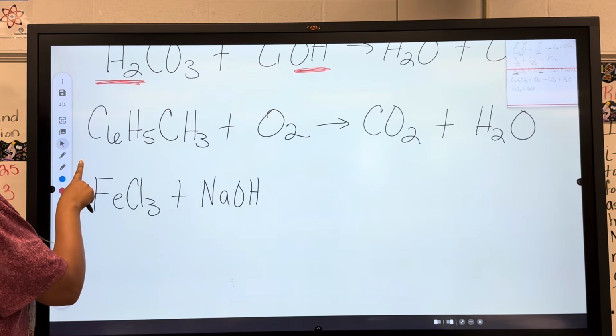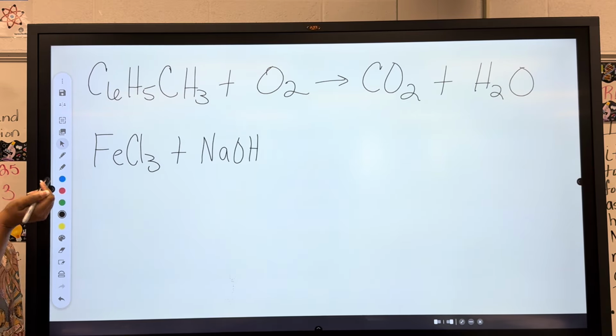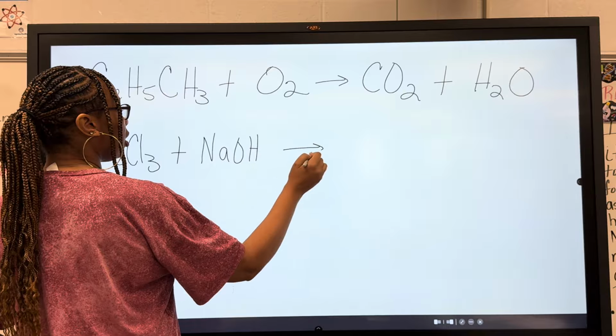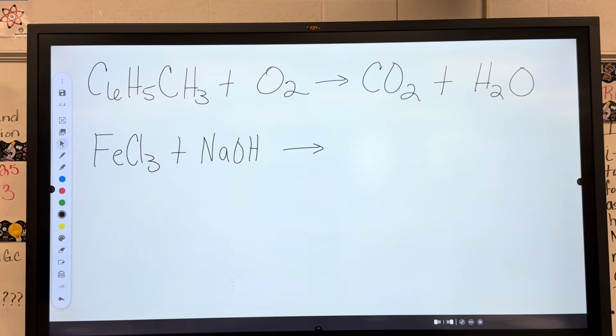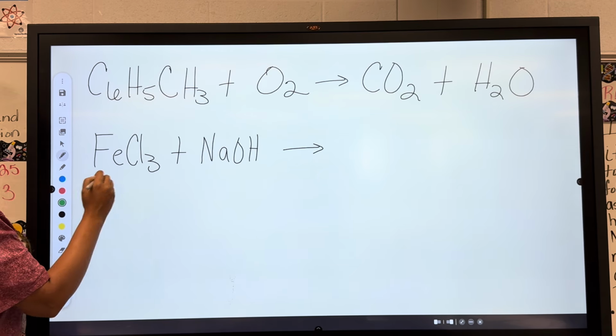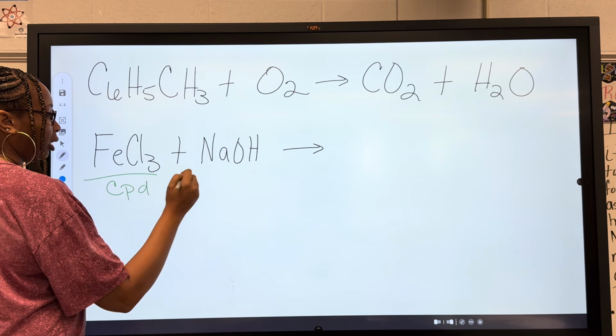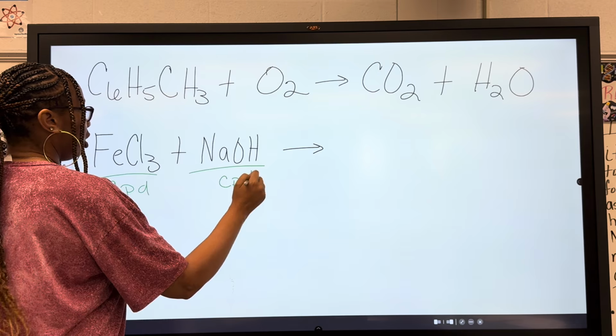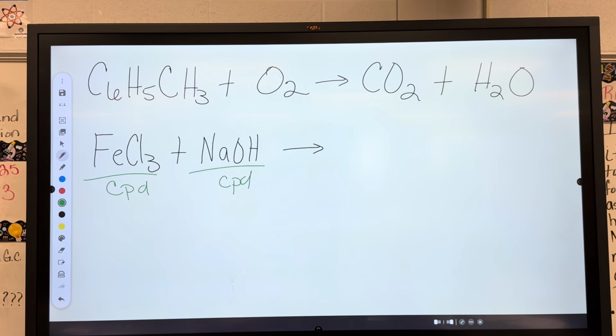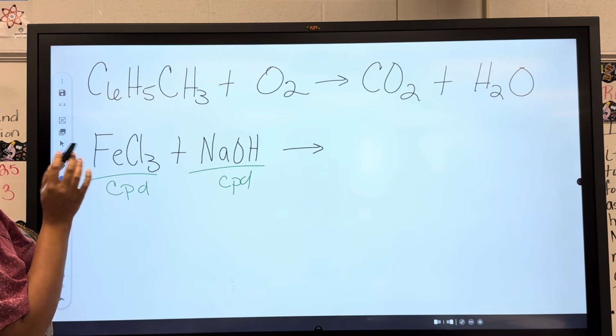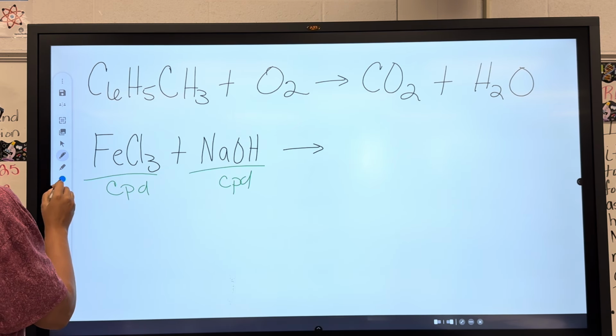These are the basic ones. Again, if you have any other questions, please let me know. I'm just doing the basic types of reactions here. All right, this one, notice that I have a compound and a different compound. So I have iron 3 chloride and I have sodium hydroxide. This is not an acid-base because iron 3 chloride is not an acid. So this is just a double displacement or double replacement reaction.